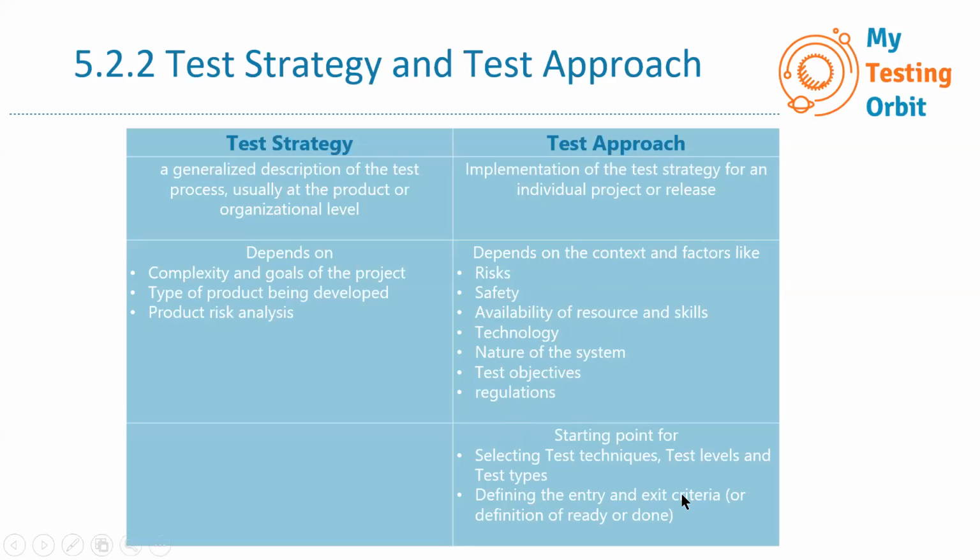There are a few starting points for this test approach. The test approach can be a starting point for selecting a test technique, a test level, test types, and also defining the entry and exit criteria or definition of ready or done. So this is how the test strategy and test approach are linked to each other, and still there are some differences as well.